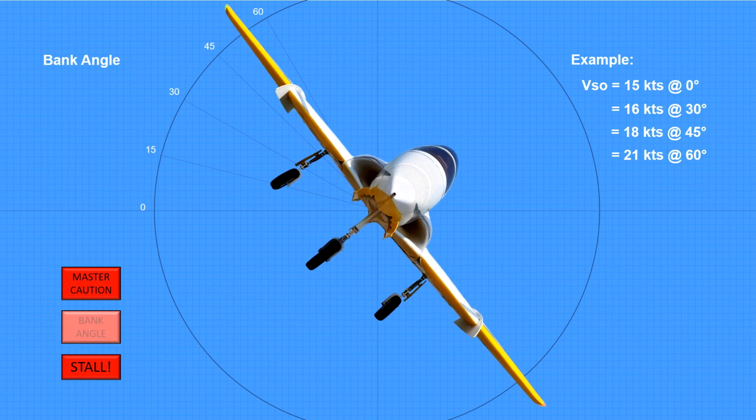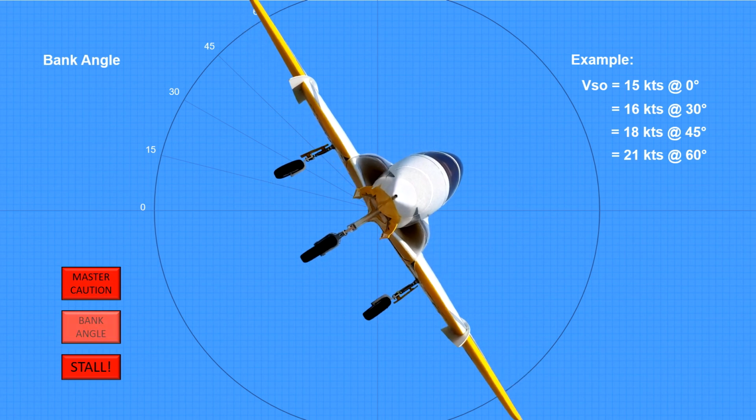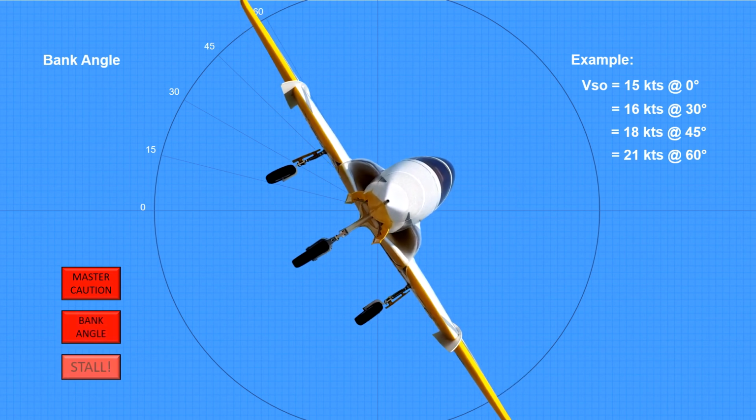Bank angle. Bank angle. Bank angle. Stall. Stall.